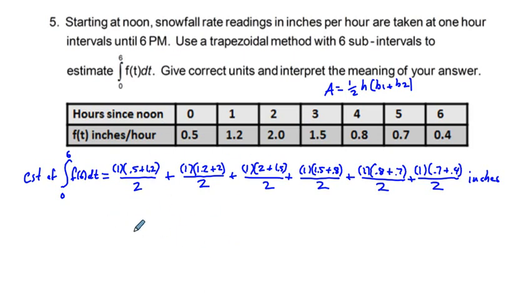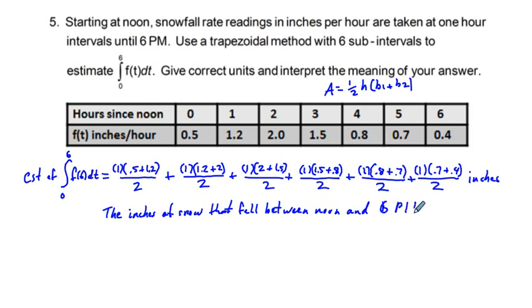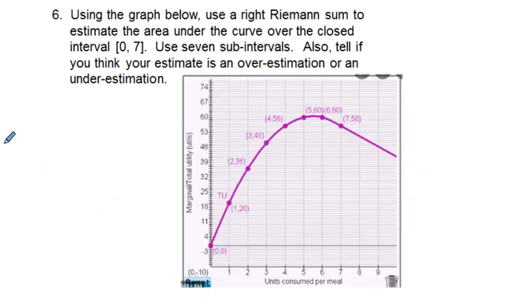So this will be the inches of snow that fell between noon and 6 p.m. So that'll be our interpretation of that answer.